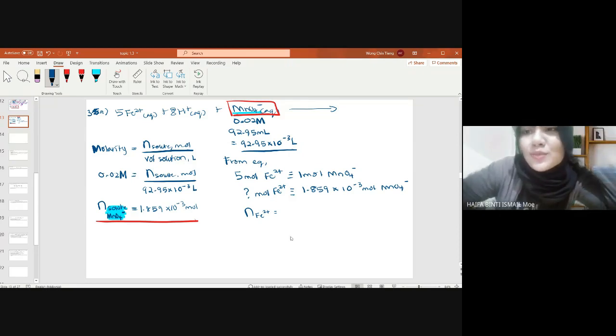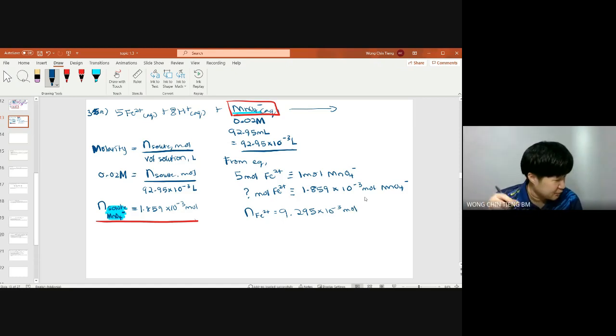9.295 darab 10 kuasa negatif 3. Quiz kamu saya dah tanda dan saya dah pulang balik. Kamu memang ada masalah salah tekan calculator. Salah dunia betul yang tu. Alright. So that is the number of mole of your Fe2 plus.